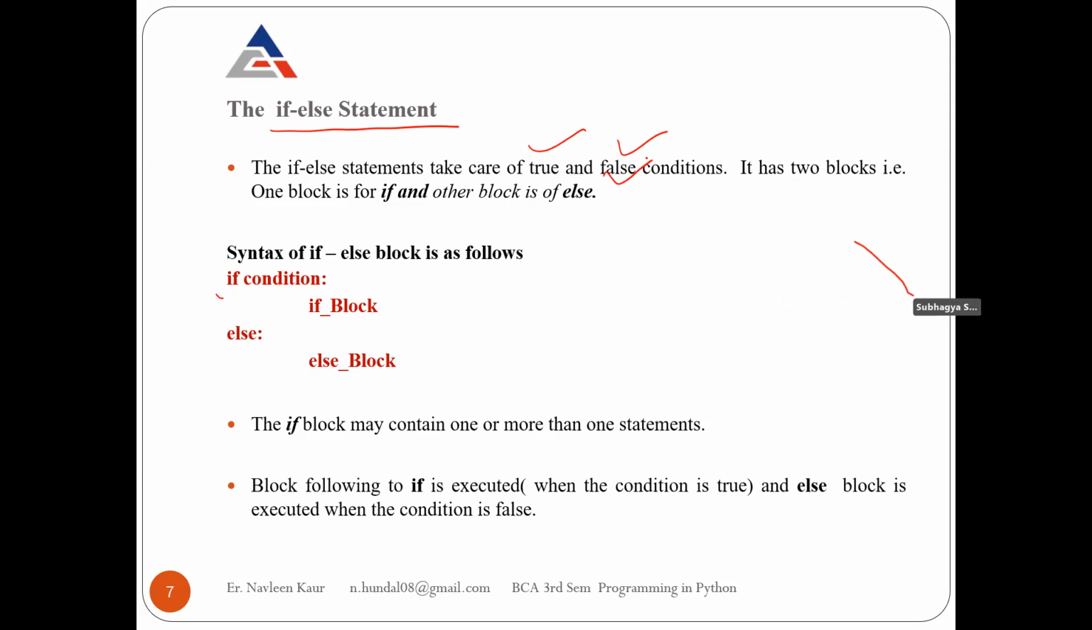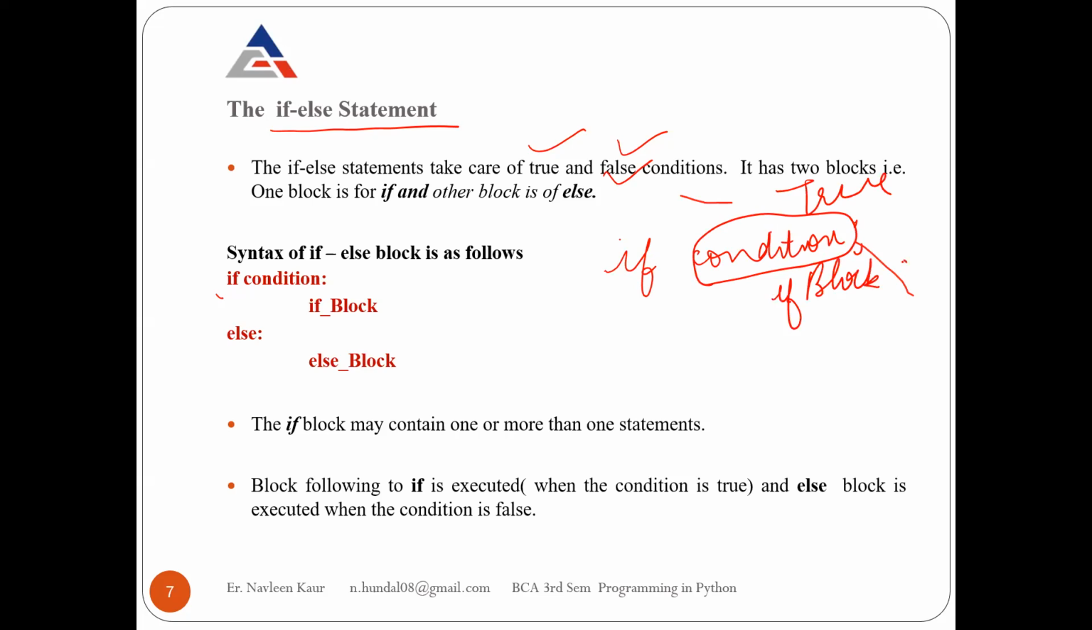So what is the issue? The issue is that if there is a condition, and that condition is true, what happens? Your if block runs. But if that condition turns out to be false, what will run? You have created an else block, so the else block will run. If you want to take care of both true and false of conditions, you can put both if and else.